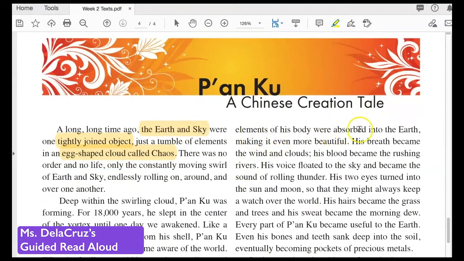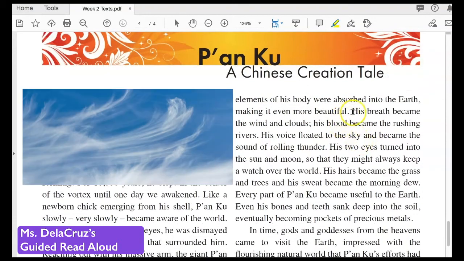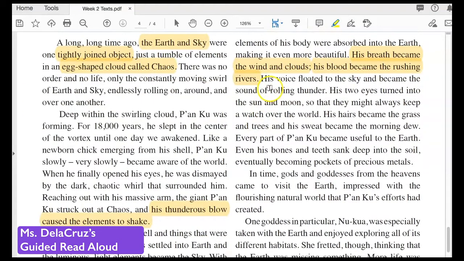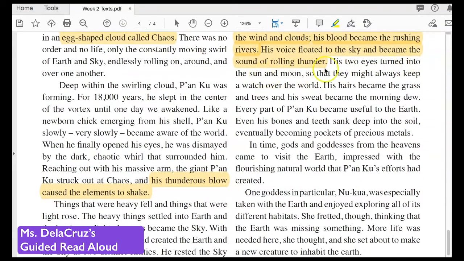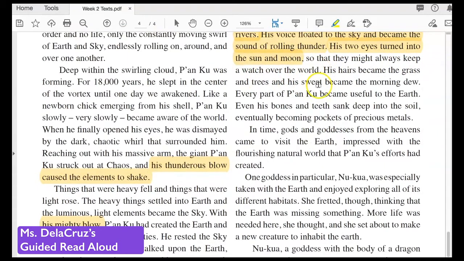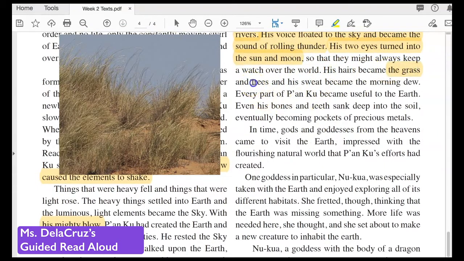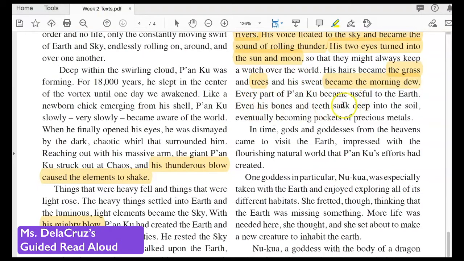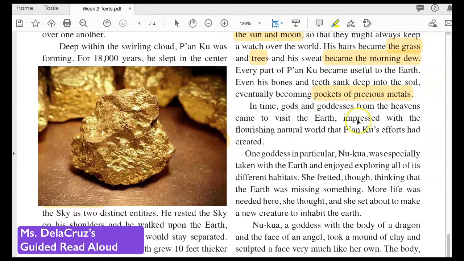In time, the elements of his body were absorbed into the earth, making it even more beautiful. His breath became the wind in the clouds. His blood became the rushing rivers. His voice floated to the sky and became the sound of rolling thunder. His eyes turned into the sun and the moon, so that they might always keep a watch over the world. His hairs became the grass and trees, and his sweat became the morning dew. Every part of Panku became useful to the earth. Even his bones and teeth sank deep into the soil, eventually becoming pockets of precious metals.